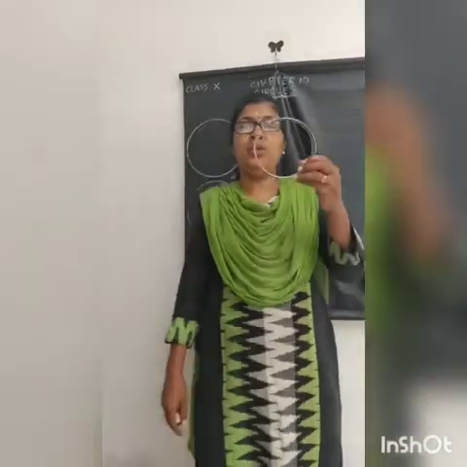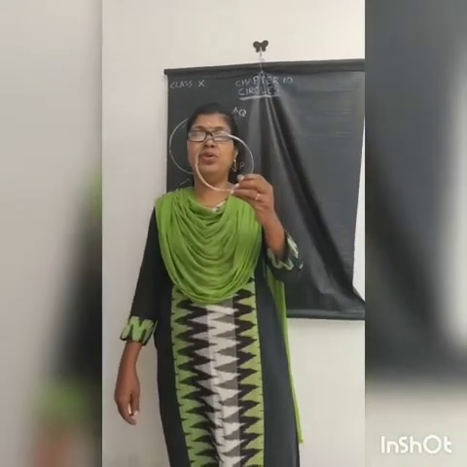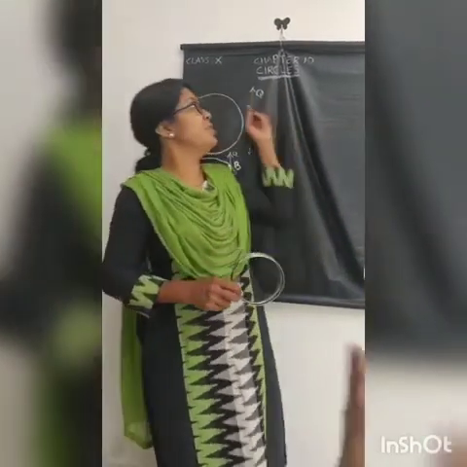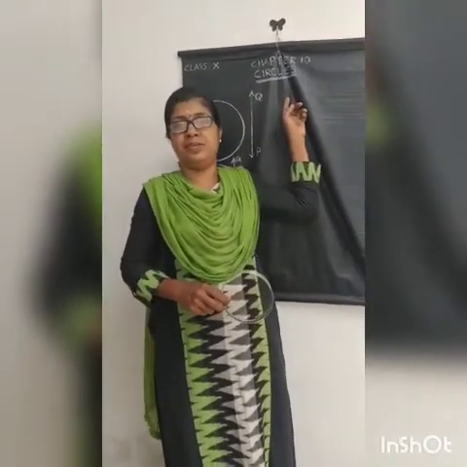Then, what is this? Usually this is used in the kitchen. What is the shape of this? Yes, it is a circle. So, now we are going to start a new chapter, that is chapter 10, circles.